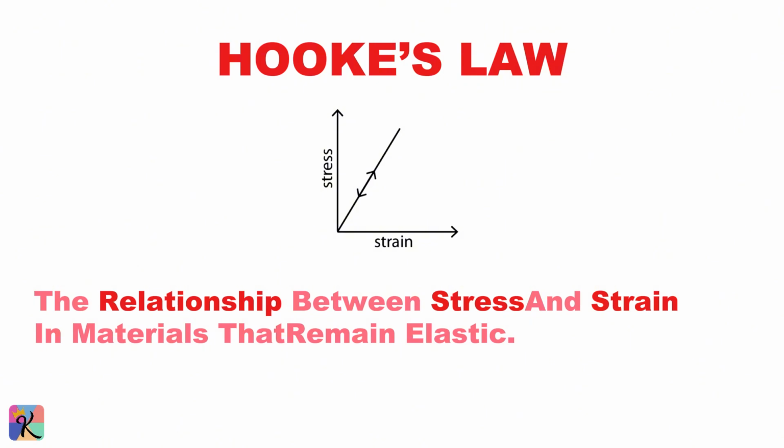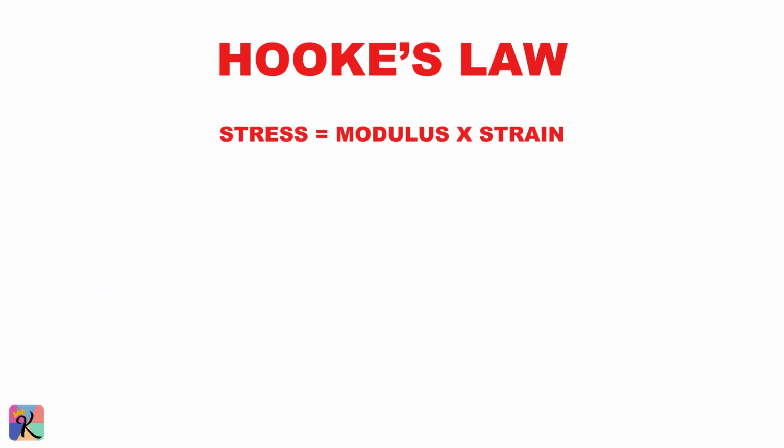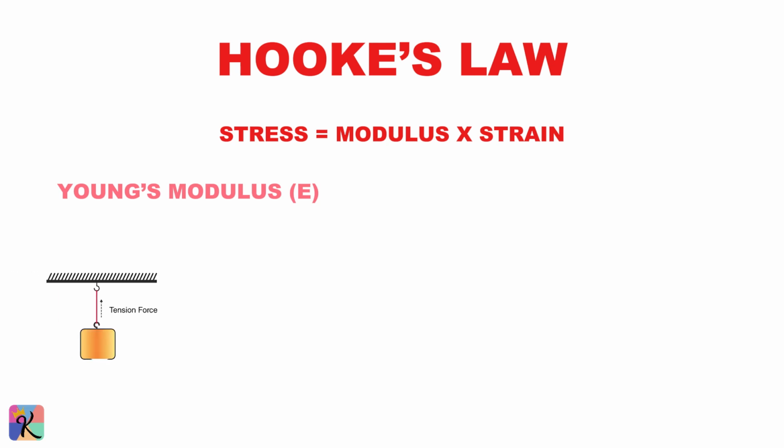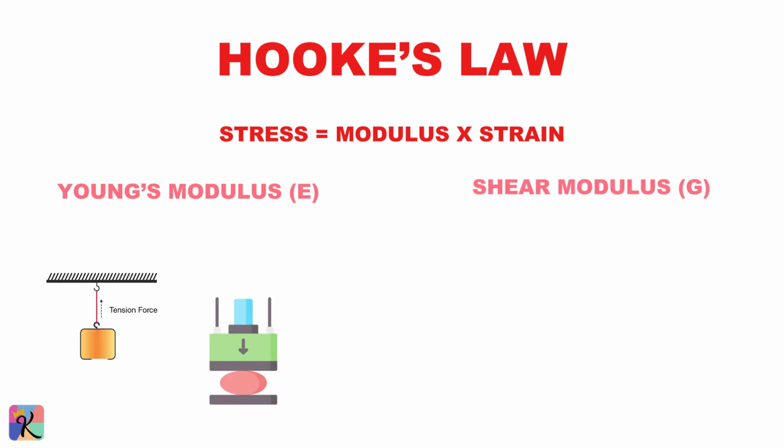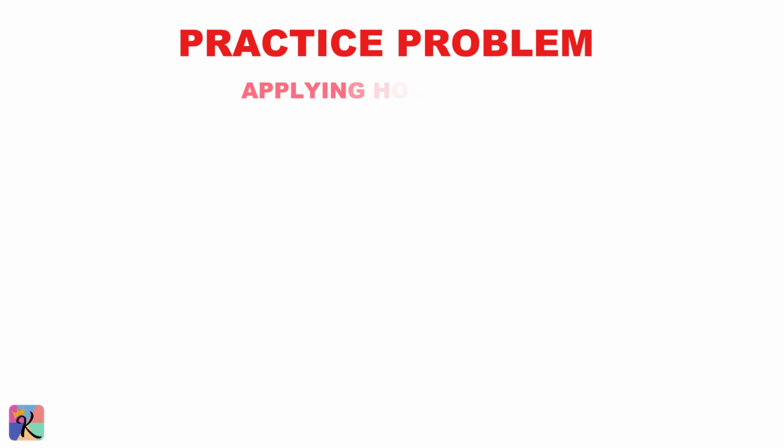Hooke's law. Hooke's law describes the relationship between stress and strain in materials that remain elastic, meaning they return to their original shape once the force is removed. Stress equals modulus multiplied by strain, where Young's modulus applies to tension and compression, and shear modulus applies to bending.